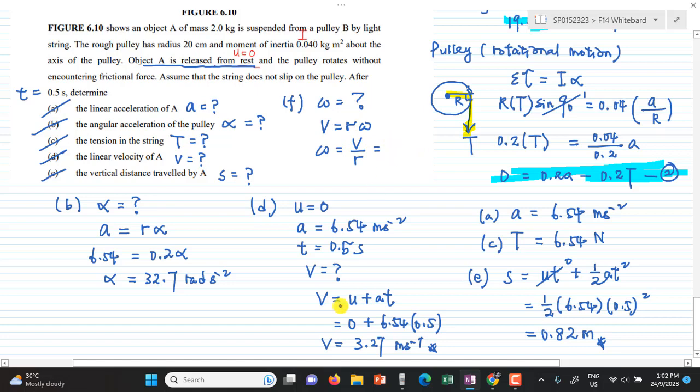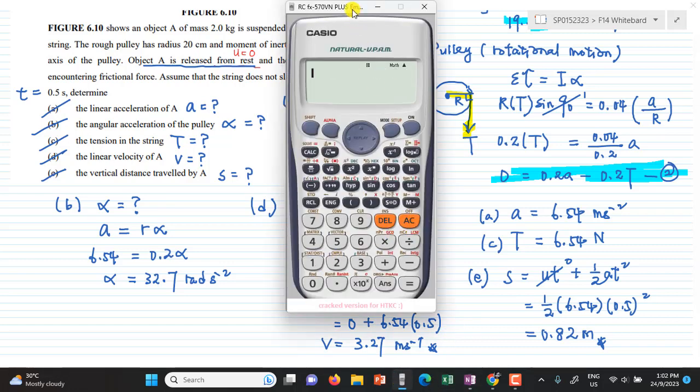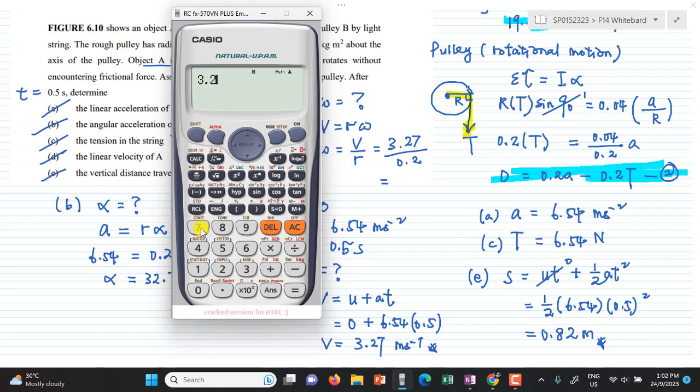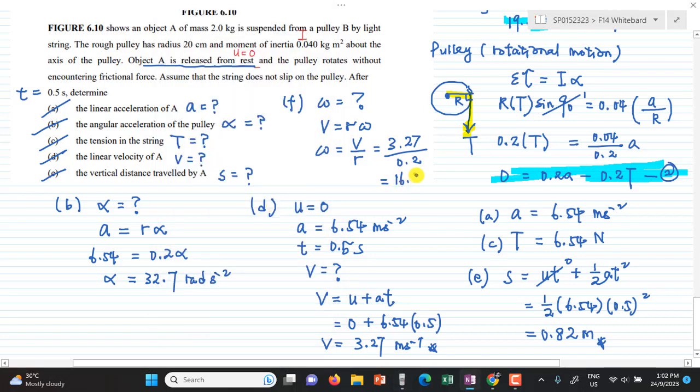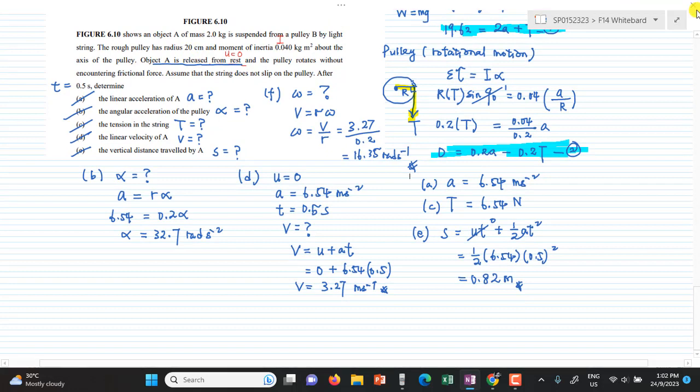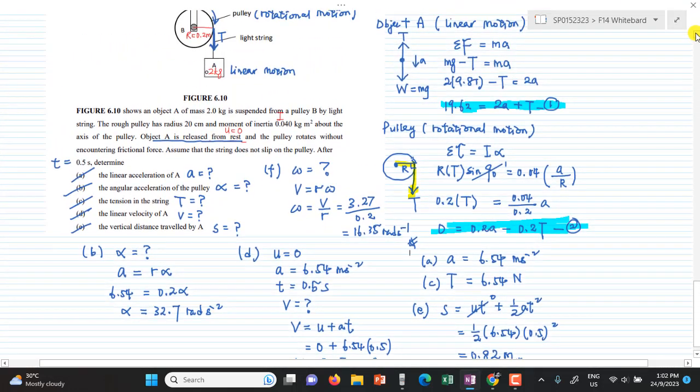So our velocity is 3.27 divided by the radius r of the pulley, 0.2. So 3.27 divided by 0.2. So I get 16.35 radian per second. Then we're done with all the questions in question 40.